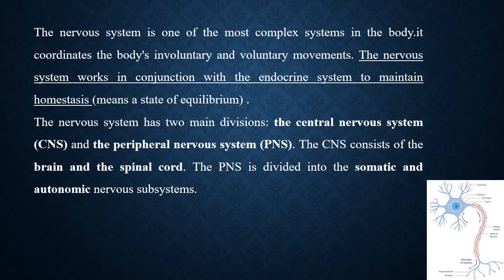The nervous system works in conjunction with the endocrine system to maintain homeostasis, which means state of equilibrium, homeostasis.